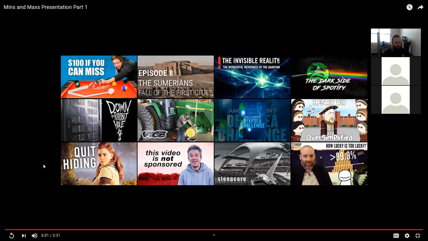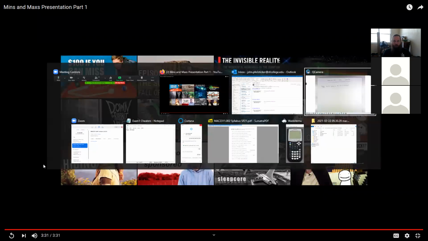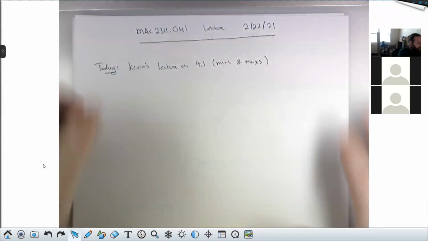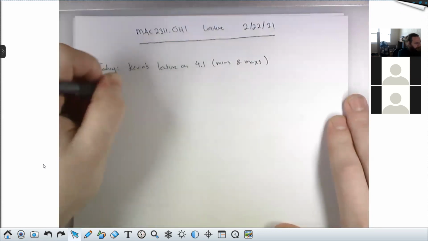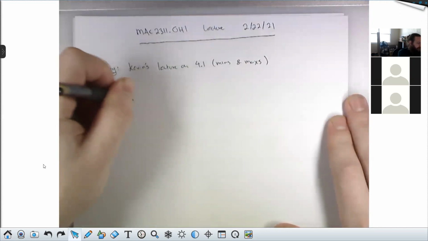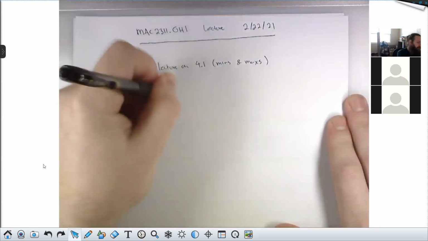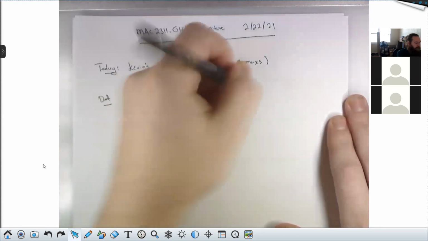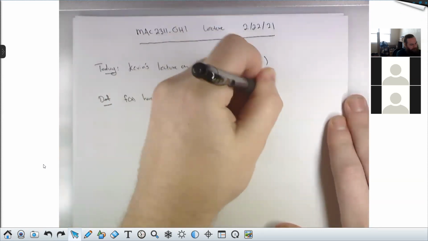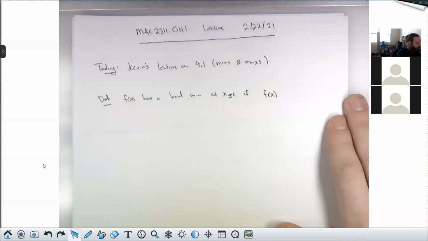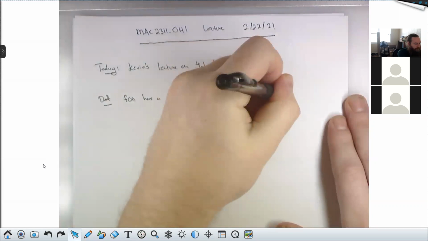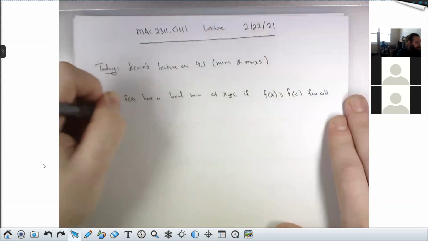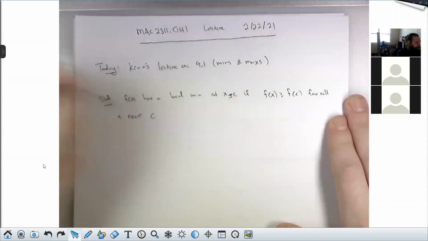It's good that there's a break here because I want to take a second to discuss something that the book actually gets a little bit wrong. So Kevin's definition: we say f of x has a local min at x equals c if f of c is the smallest value anywhere nearby. So f of x is greater than or equal to f of c for all x near c.